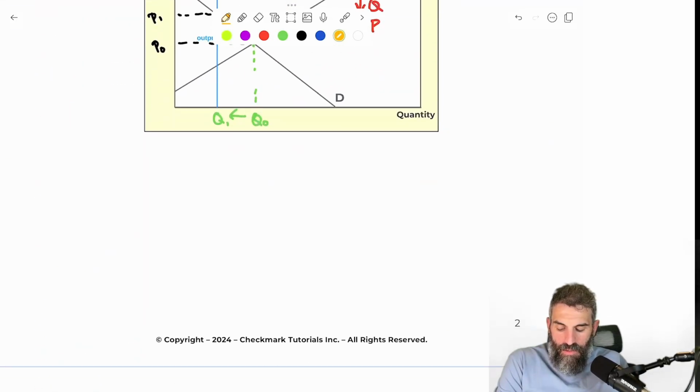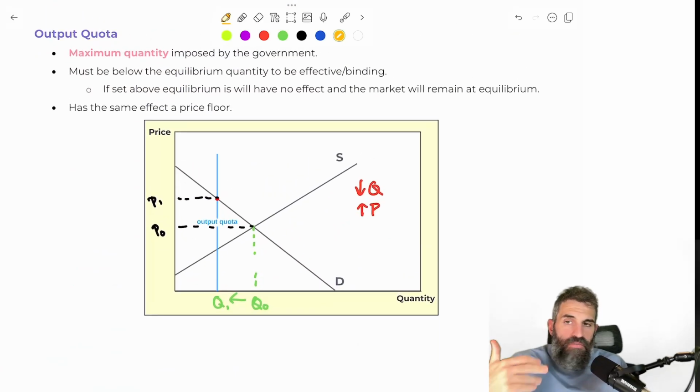So that's kind of step one here, is just understanding what each one of those means. If I say price ceiling, that's a maximum price. If I say price floor, that's a minimum price. If I say output quota, that's a maximum quantity. That's step one.